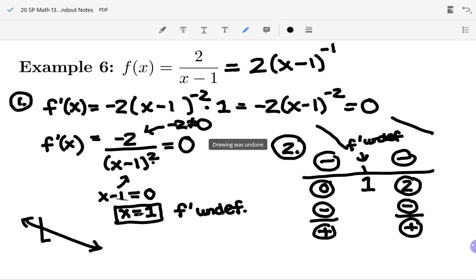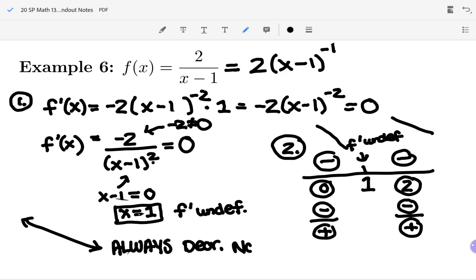It's looking at the whole picture. And if we look at the whole picture, it's going down as we go to the right, and it's going up as we go to the left. So there's no bounds. There's no absolute max. There's no absolute min. So this one's always decreasing. No absolute max or min.